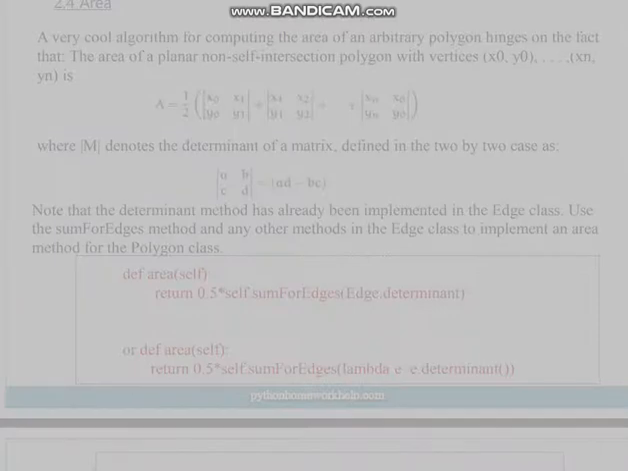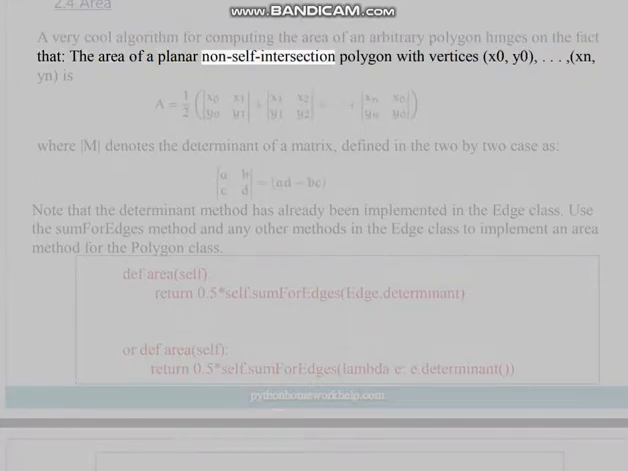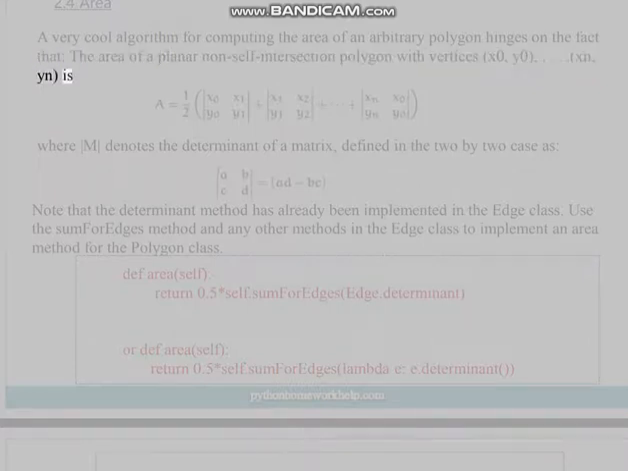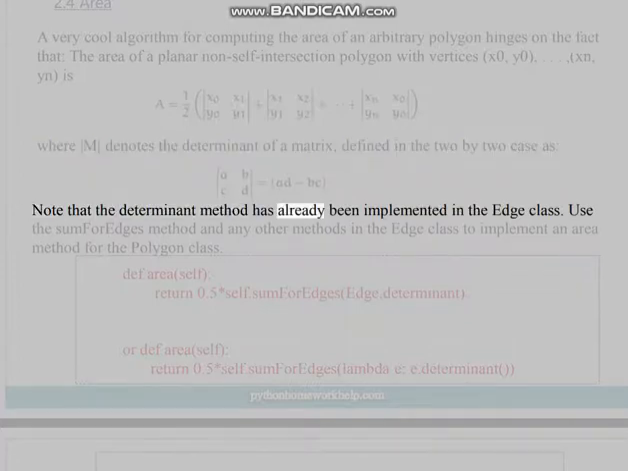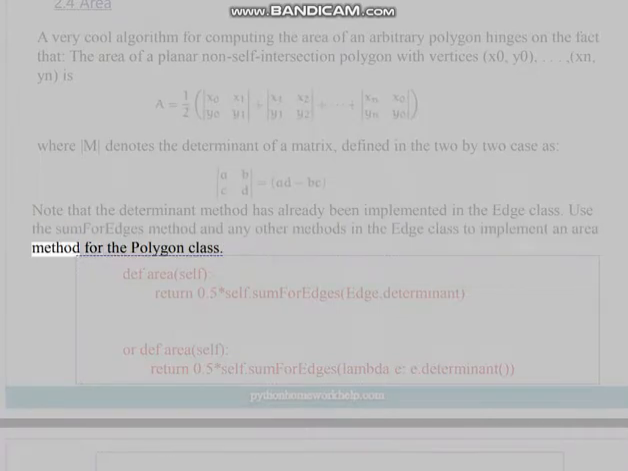2.4 Area. A very cool algorithm for computing the area of an arbitrary polygon hinges on the fact that the area of a planar non-self-intersecting polygon with vertices (x0, y0) through (xn, yn) is given by the formula, where M denotes the determinant of a matrix defined in the 2 by 2 case as shown. Note that the determinant method has already been implemented in the edge class. Use the SumForEdges method and any other methods in the edge class to implement an area method for the polygon class.